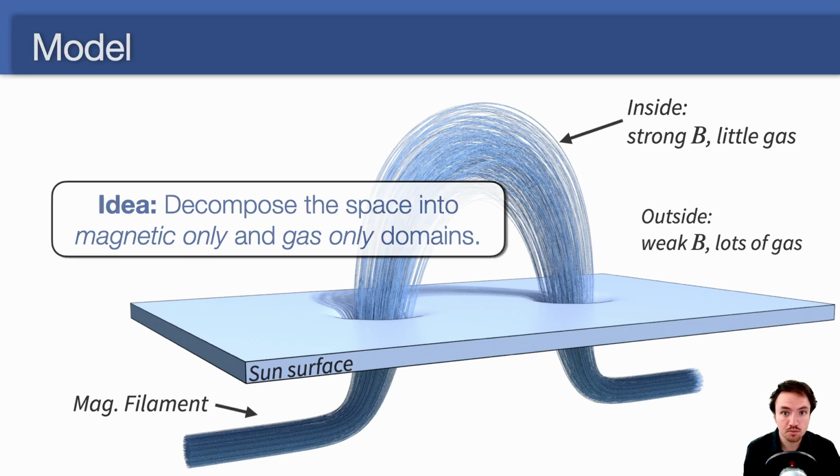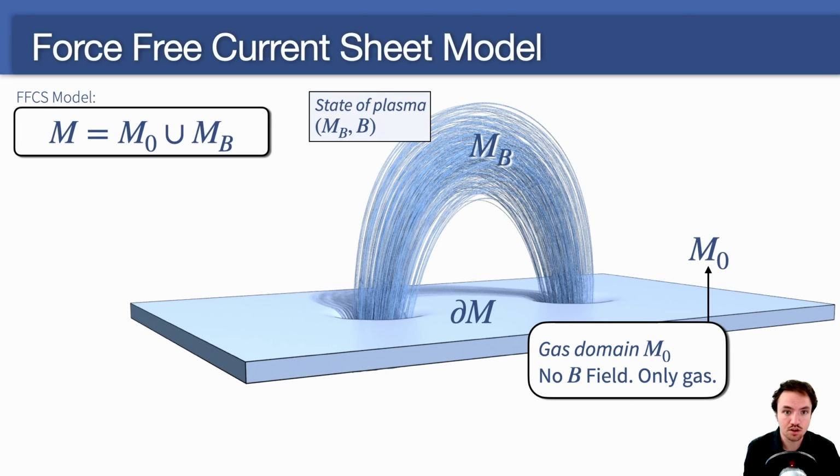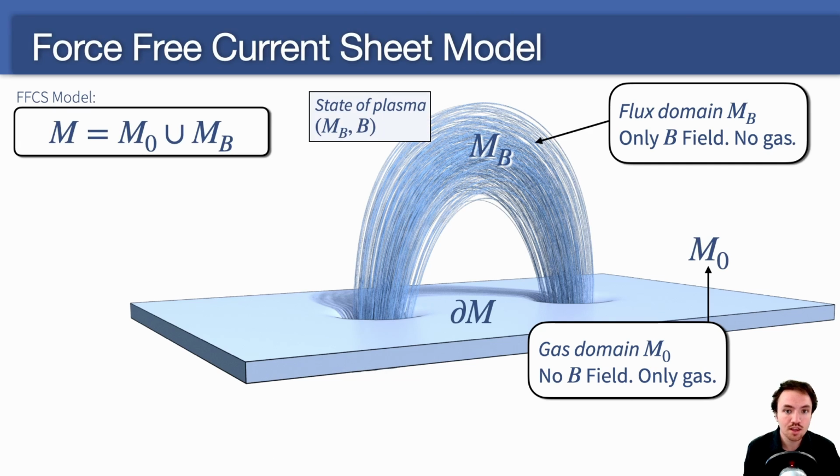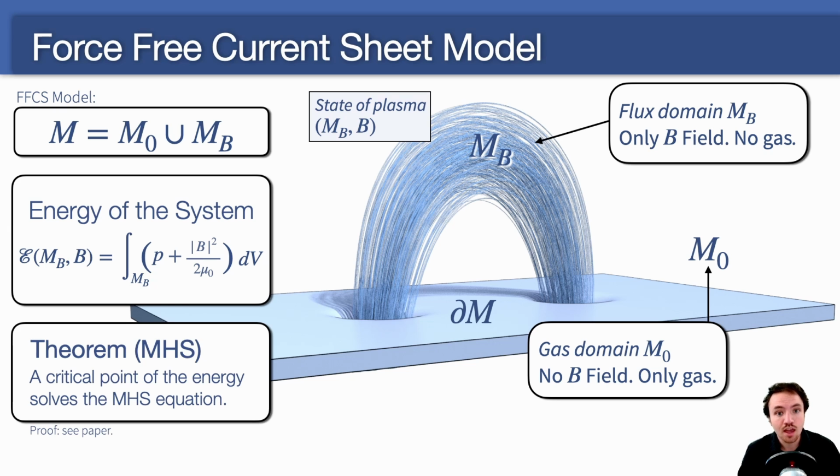So let's label the domain decomposition. M0 now has no magnetic field B and only gas, while MB only has the magnetic field B and no gas. The energy of the system can now be expressed as an integral of gas pressure and magnetic pressure on the flux domain MB. Our contribution now lies in the following theorem. A critical point of this energy solves the magnetohydrostatic equation. We refer to the paper for further details on this theorem.